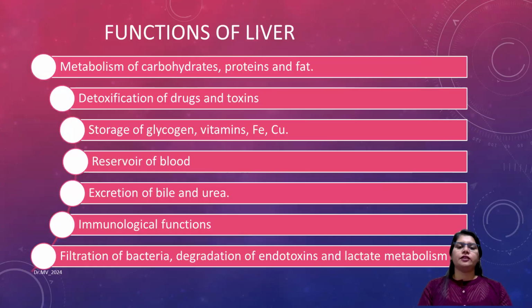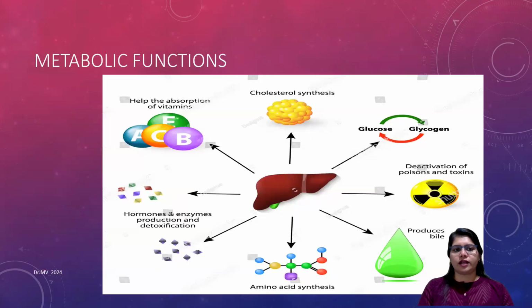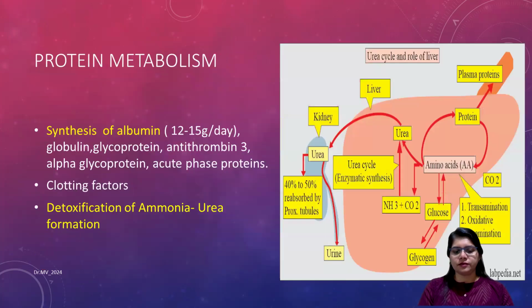Now we will move ahead with the functions of the liver. The liver is an amazing organ which has different functions, starting from metabolism of carbohydrates, proteins, and fats, detoxification of all the drugs and toxins. It's a storage organ for glycogen, vitamins, iron, and copper. It's a reservoir for blood. It excretes bile and urea. It has immunological functions. It helps in the filtration of bacteria, degradation of endotoxins, and lactate metabolism. So here we are going to see what the metabolic functions of the liver are.